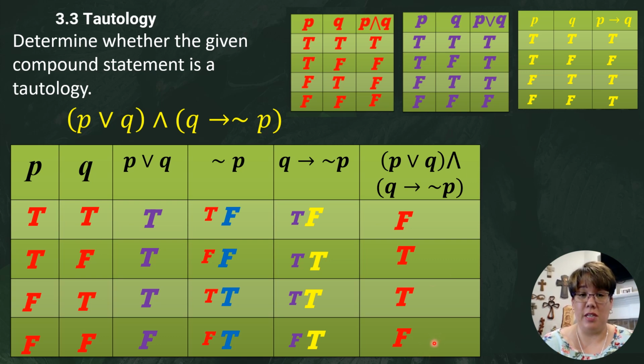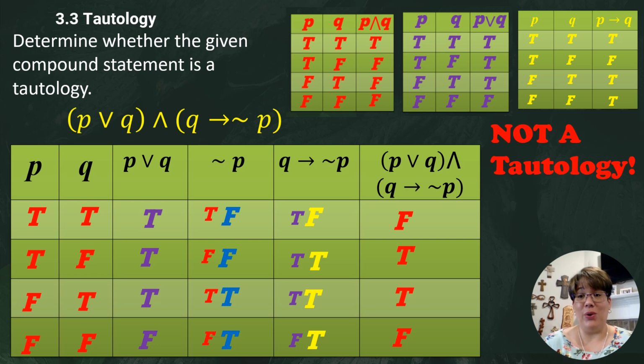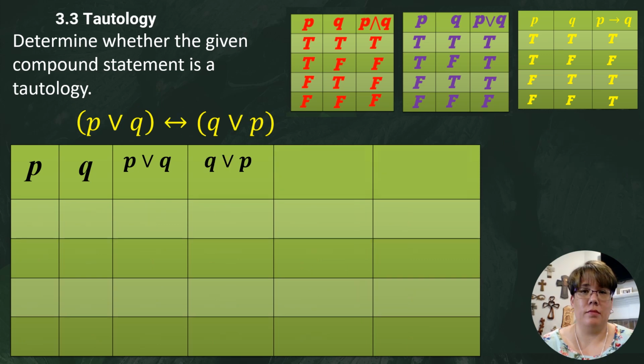Okay, so here's my truth table. The question said determine whether the given compound statement is a tautology. So remember that for a tautology, your final column has to be what? Has to be all true. So all of these would have to be T's in order for this to be a tautology. So the answer to this is no, this is not a tautology. Okay, so let's look at another example.